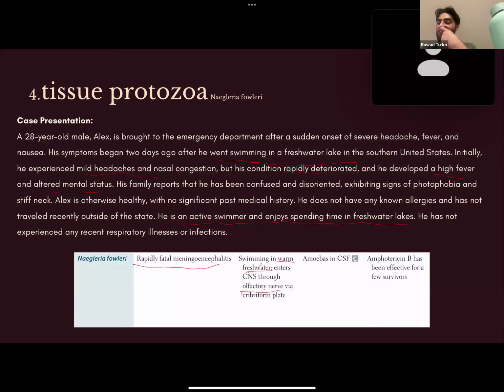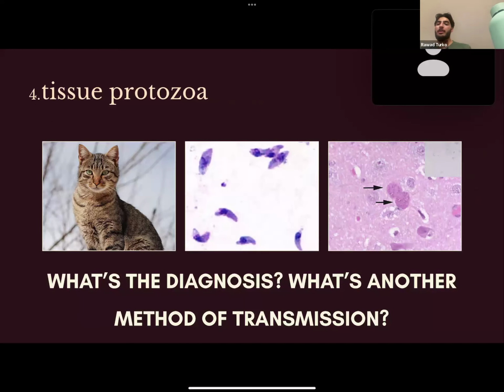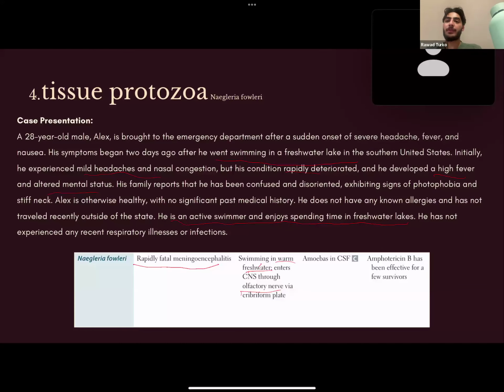All right, let's move on. We're done with the tissue protozoa. We're actually making good time. It's only been about an hour and a half, which is pretty good.